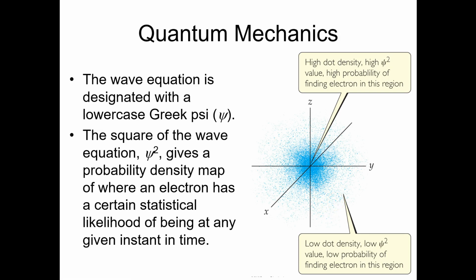This is defined by the square of what's called a wave function. We're not going to talk about wave functions at all, so I'll just go ahead. But the Schrödinger equation has to do with this wave function.